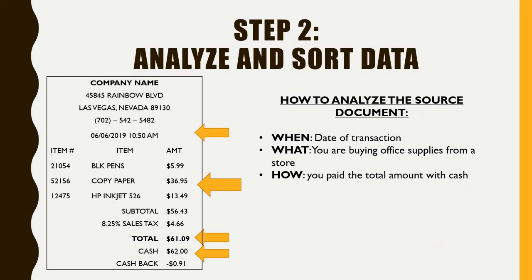And then what happened? Well, you bought something, right? This is a receipt from a store, so this is proof of purchase. That is what happened: you bought supplies from a store. How did it happen? Well, here on your receipt, it tells you that you paid in cash. All right, so now there you go. I analyzed my source document. I answered those three things. And it gives you the total amount, so you're not blindsided. Obviously, it's a receipt. It tells you how much you paid and how much you owe at that point. So this is how you analyze a source document.